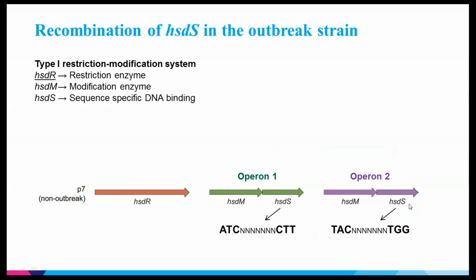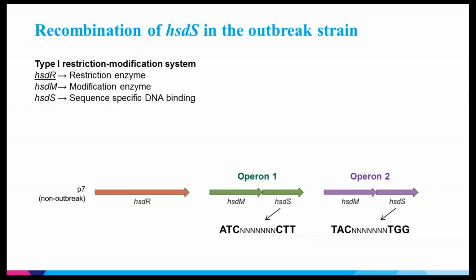So Staph aureus typically has 2 operons that give a modification and a specificity enzyme. And those 2 loci differ in their motifs. So one is TTC-CTT, and the other is TAC-TGG. And again, we've derived these motifs out of the methylation data that we got out of the PacBio genome sequencing.